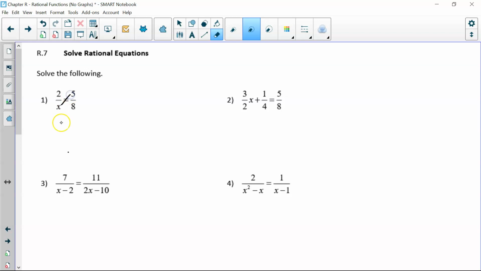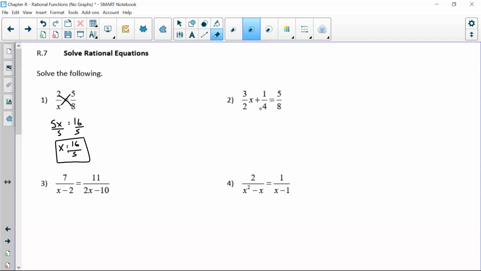X times 5, 5x. 2 times 8 is 16. So divide both sides by 5. X equals 16 over 5. And there's our answer. Now, another type of question you might see is where we have more than two fractions.